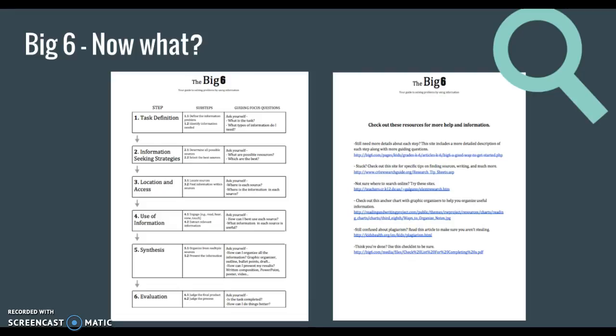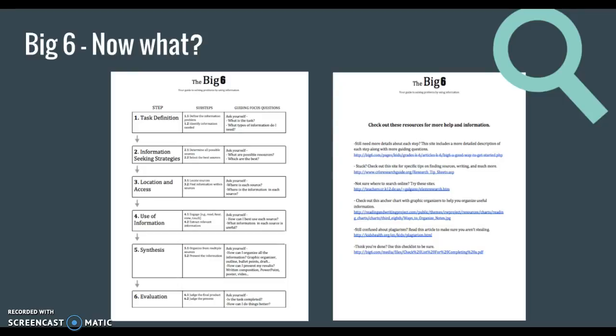On the back, there are some resources. If you get stuck on one of these steps, check out these resources. I guarantee you they're going to give you some hints, maybe some handouts, maybe some ideas that you didn't think of to get you out of that rut and get you moving forward to the next step in the process. Of course, I am always here. If you do get stuck and these resources aren't what you need or you need a little bit more direction, I'm always here for you in the library. You know where to find me.